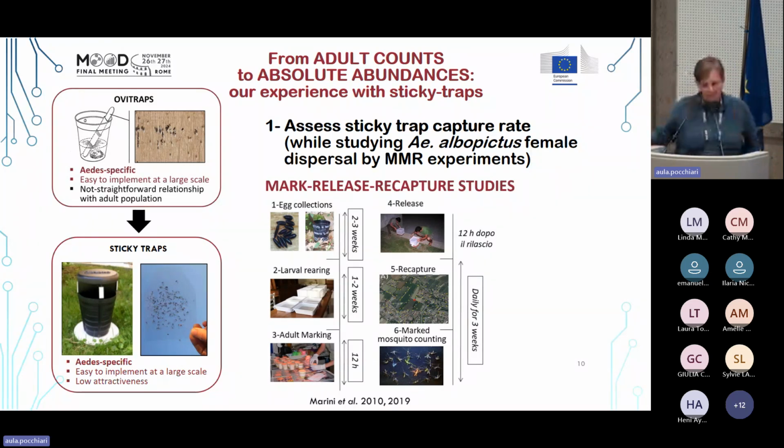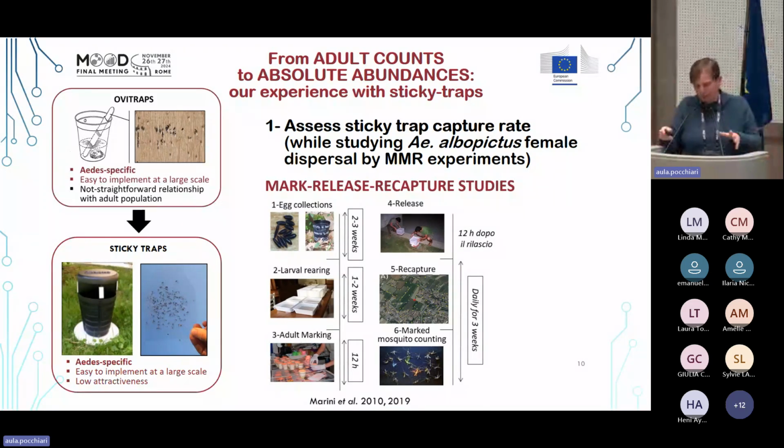You have to collect eggs in the field, you have to rear the larvae, you have to get the adults and mark them with fluorescent dust, then you have to release them, then you have to recapture them in a wide area, and then you have to count marked against non-marked mosquitoes. And based on this, we established the flight range of these mosquitoes, which is around 200 meters, and based on this we now know that when there are infected cases, we have to treat an area of 200 meters around the infected cases to prevent most of the risk of transmission.